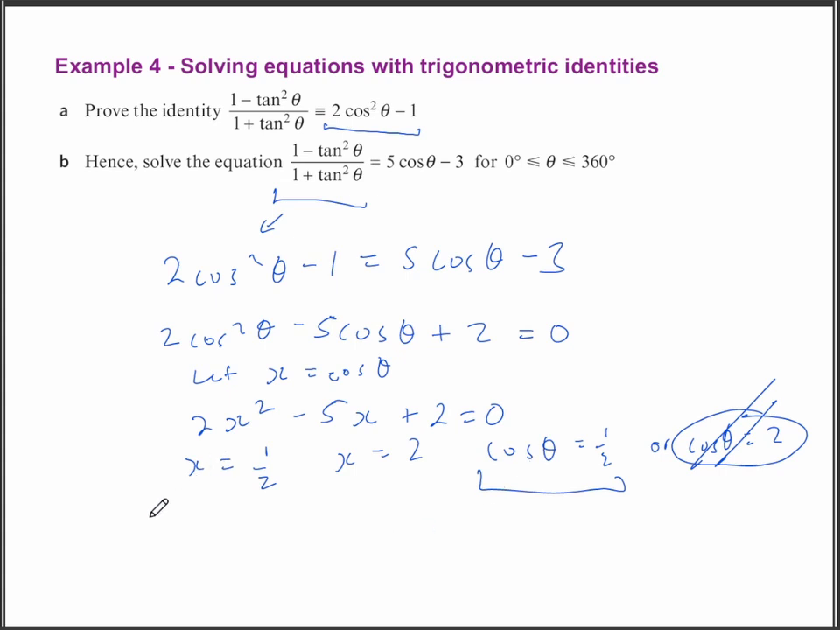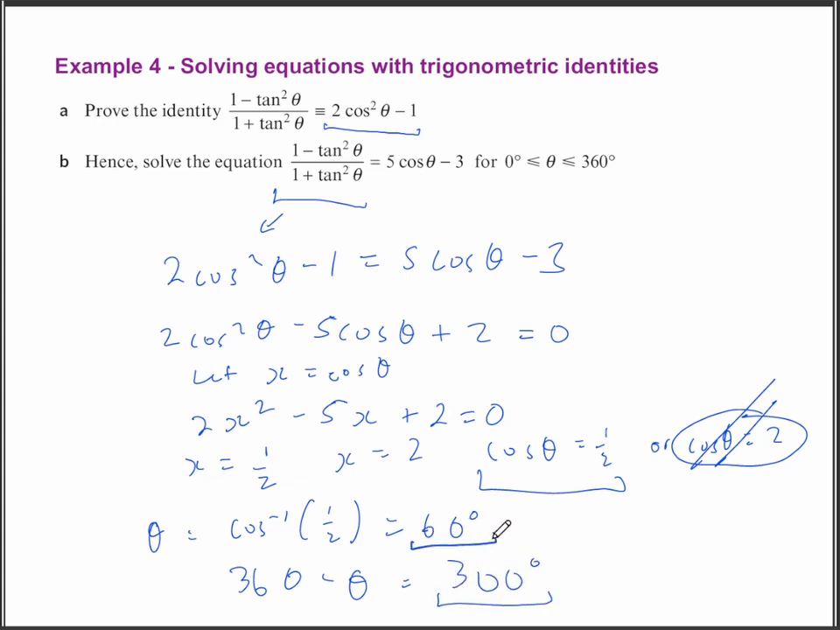Then from here we can get our first theta, which is just going to be cos inverse of a half, which is just 60 degrees. And to get our other theta, we know that we just need to do 360 minus theta, which will give us 360 minus 60 degrees, which is going to give us 300 degrees. And so these two are going to be the answers for our theta to solve this equation in this domain.